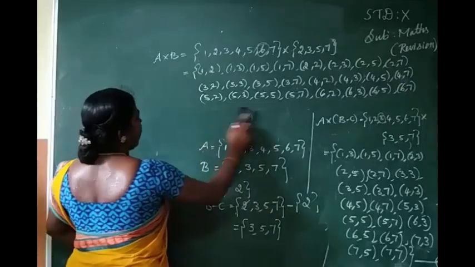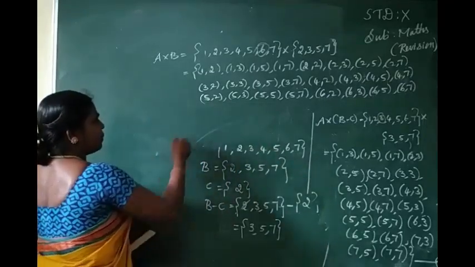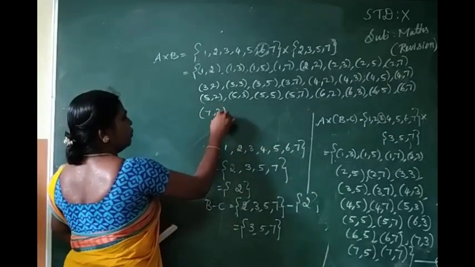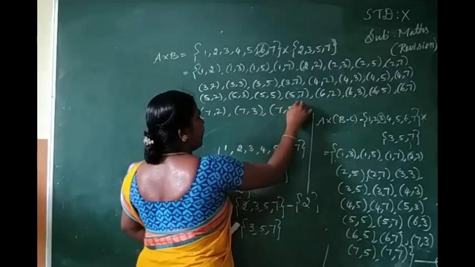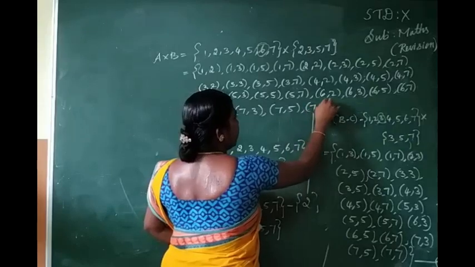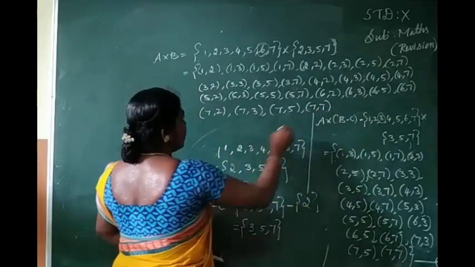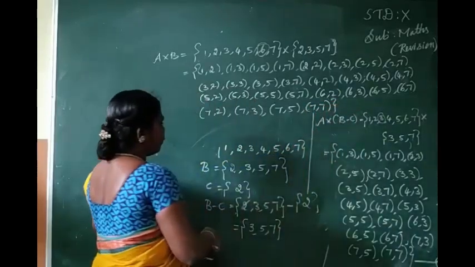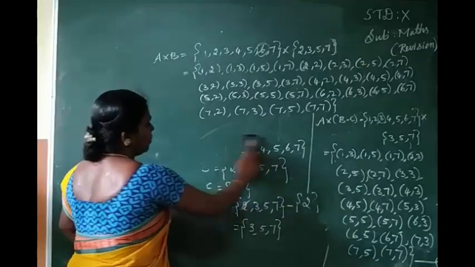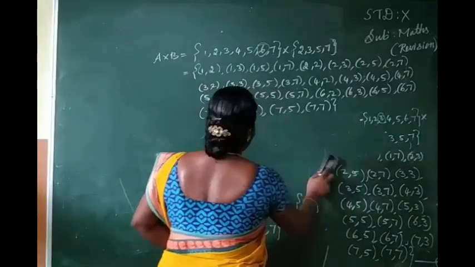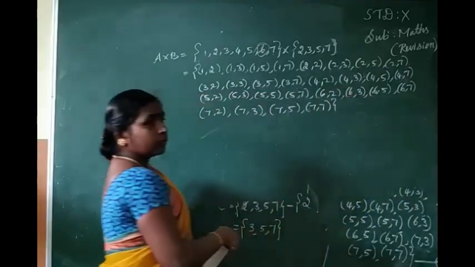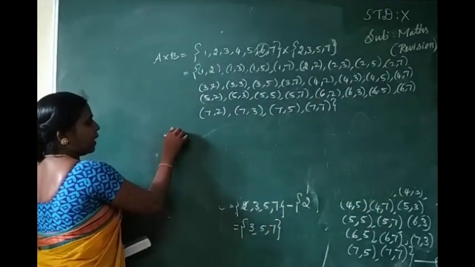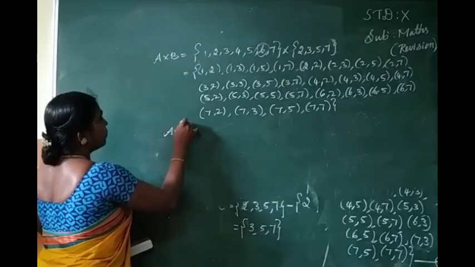So the calculation is somewhat lengthy but an easy problem. Okay, 7 comma 2, 7 comma 3, 7 comma 5, 7 comma 7. Okay, we completed A cross B. Next, what do you want to find? A cross C. Okay, A cross C equal to.